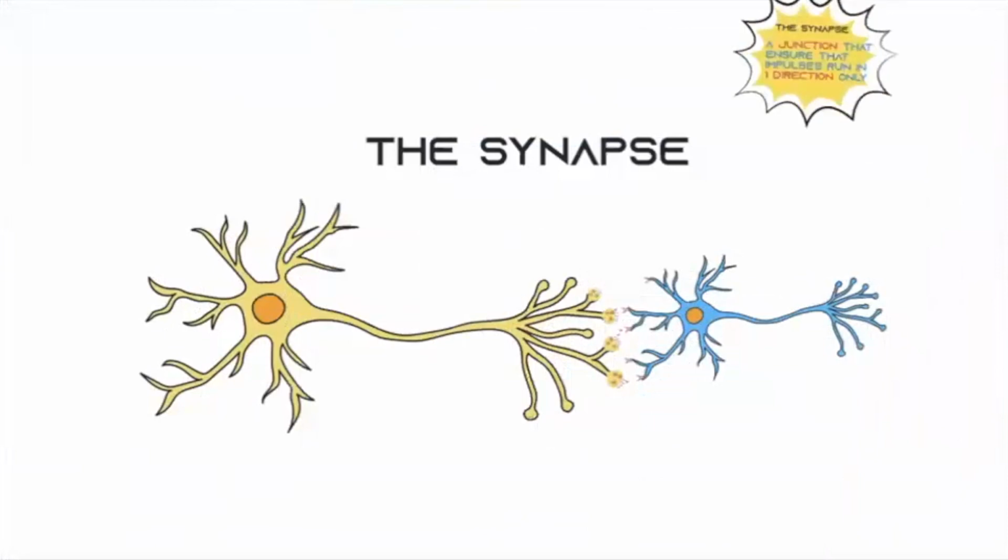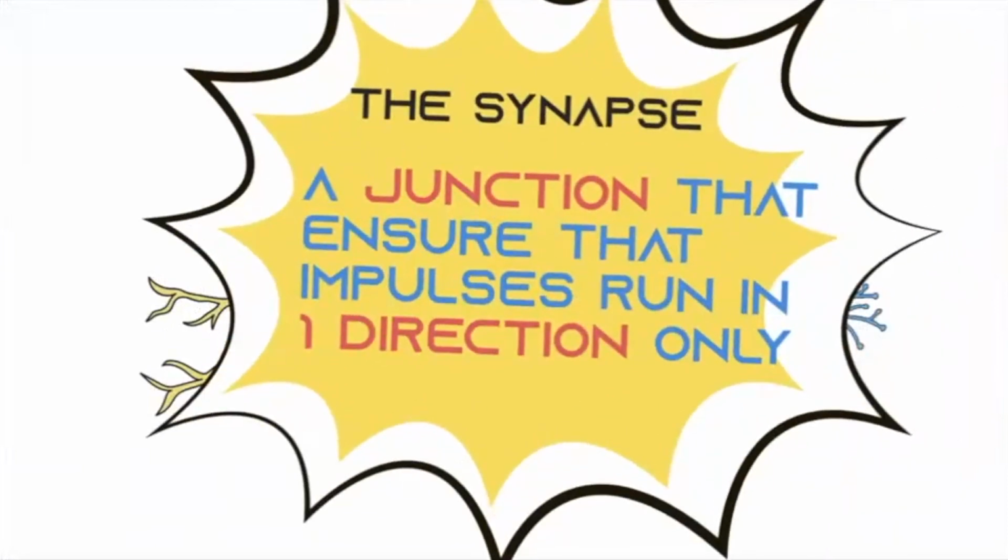So again, how do you define a synapse? Synapse is a junction. It ensures that the impulse runs in one direction. It's made up of two neurons: the neuron before the synapse, I'm going to call the presynapse, and the one after the synapse, I'm just going to simply call the post-synapse, right?